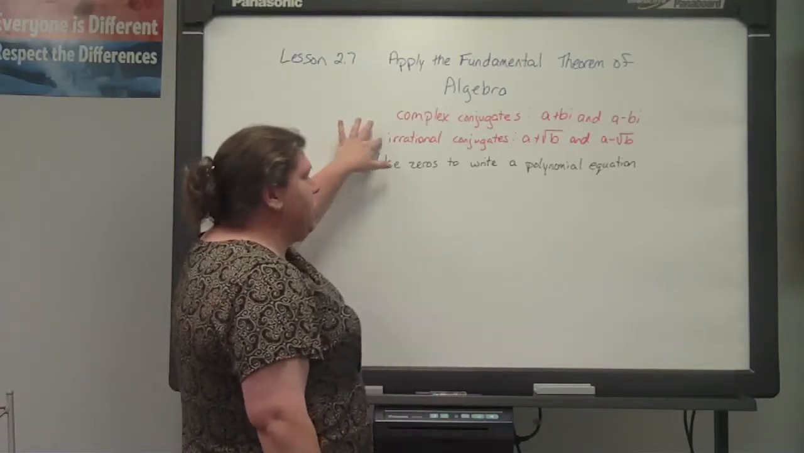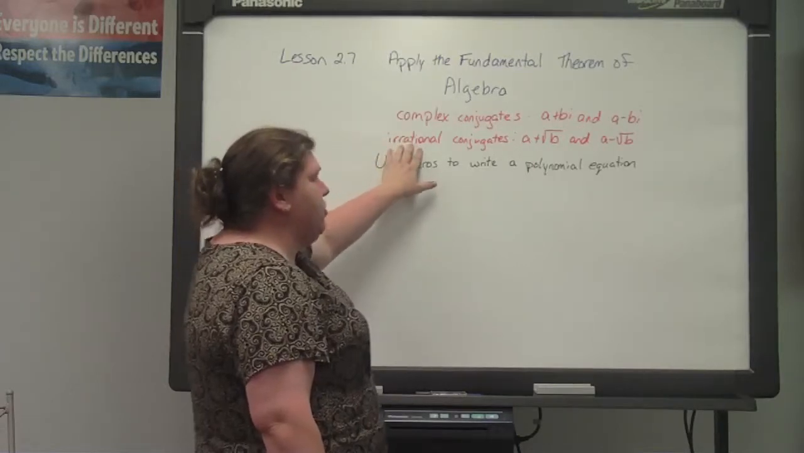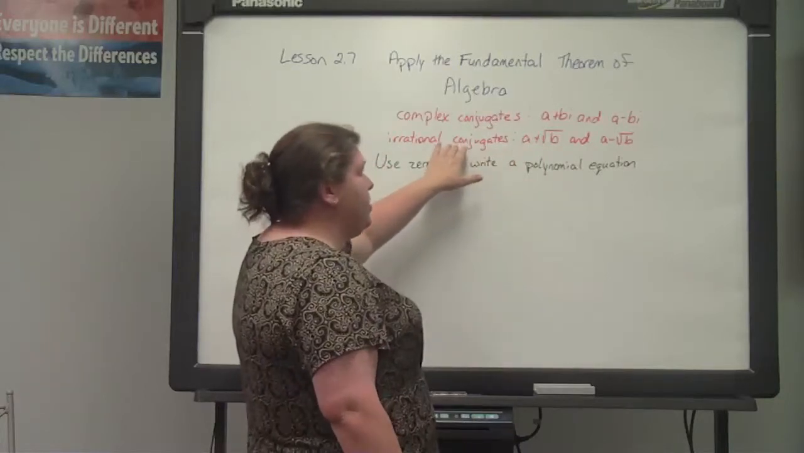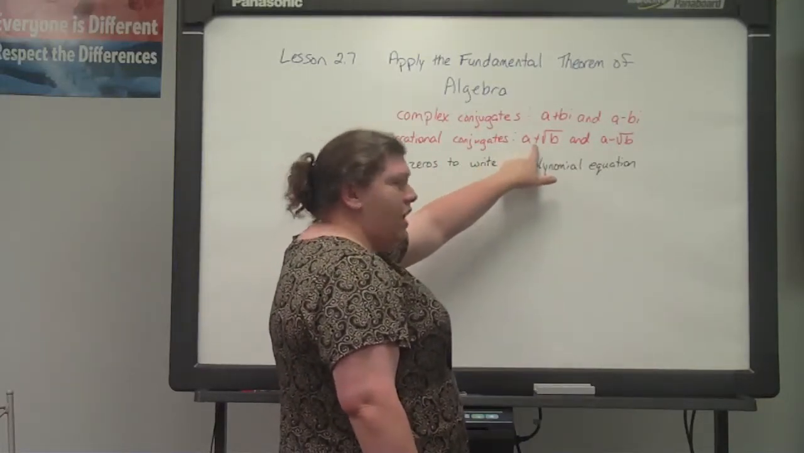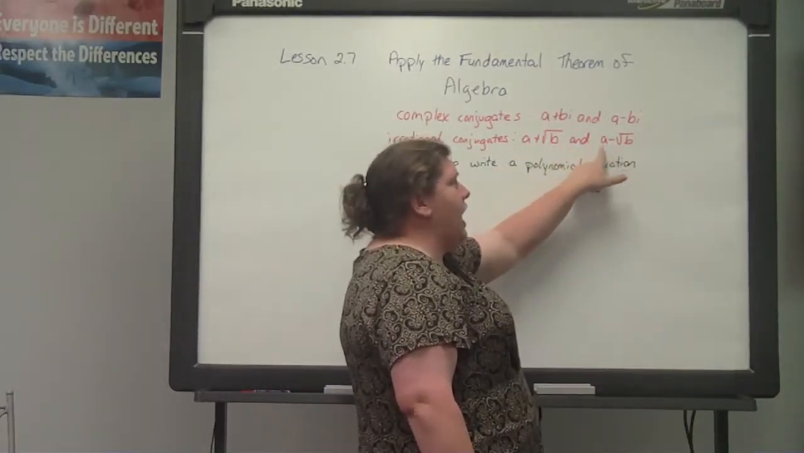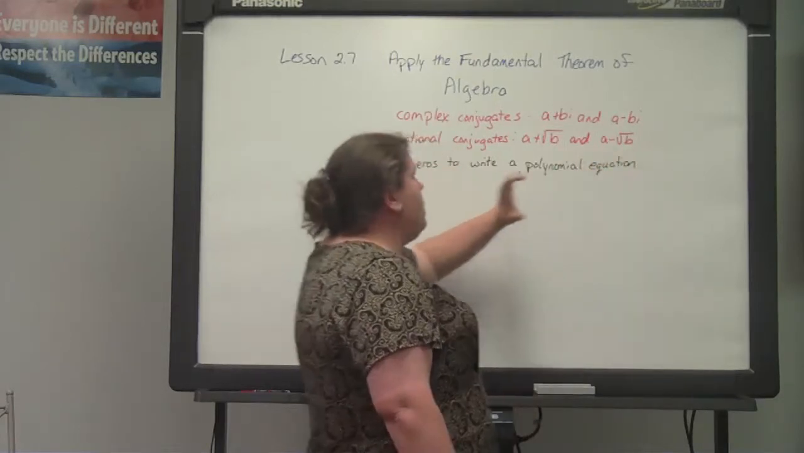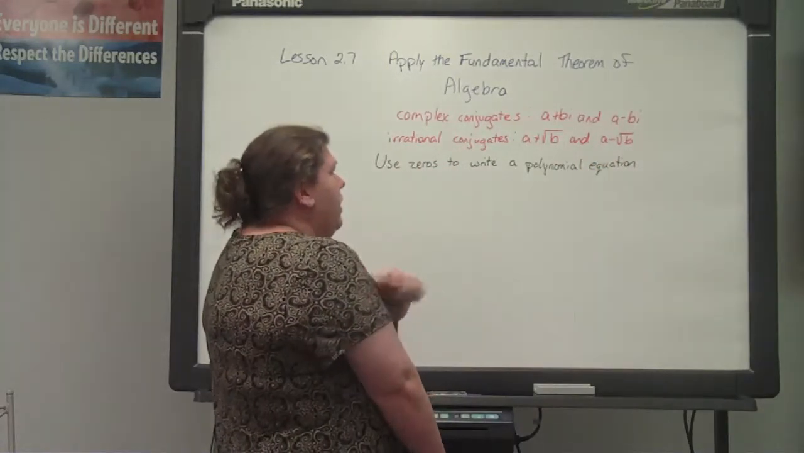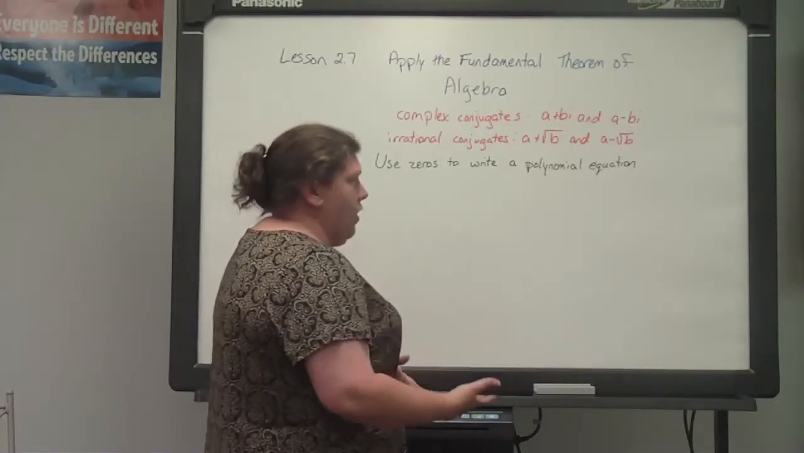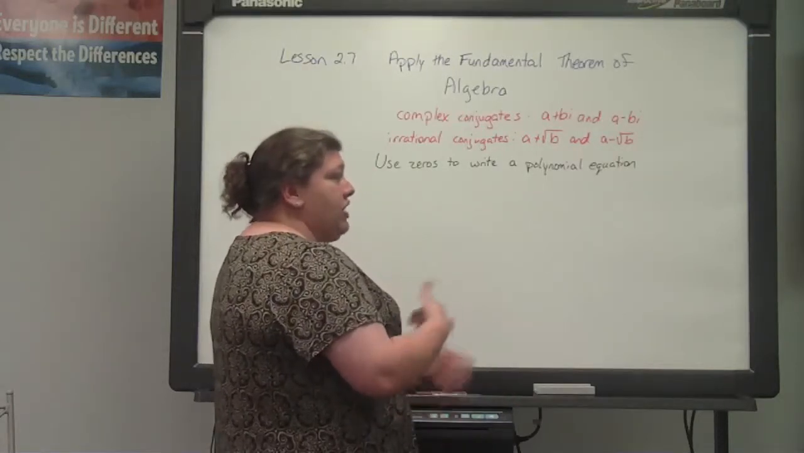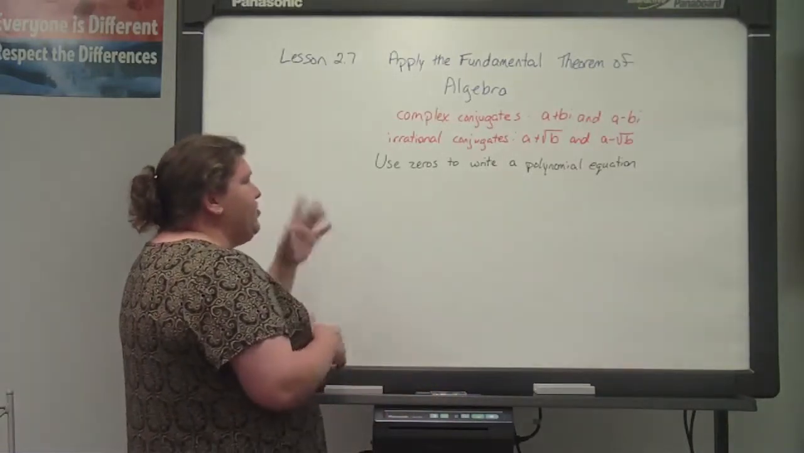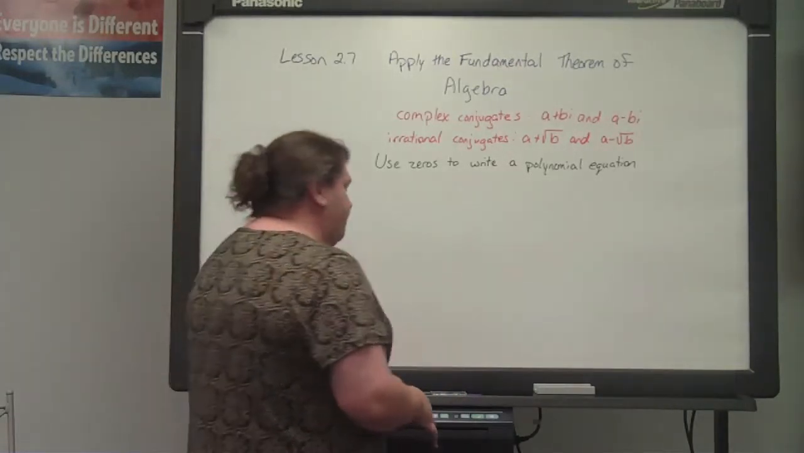With the irrational conjugates, again, irrational lets you know that you're going to have a square root, which is a radical sign. So the conjugate is, again, if you have a plus square root b, you will also have the negative, a minus square root b. So those are what the conjugates look like. If one of the conjugates is a 0, then the conjugate of it has to be a 0 also. So what we're going to do is use the zeros to write a polynomial equation.